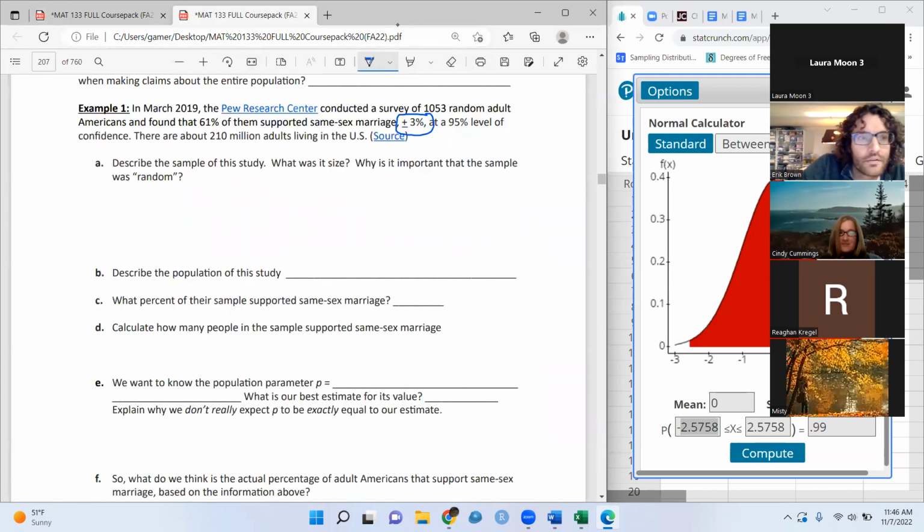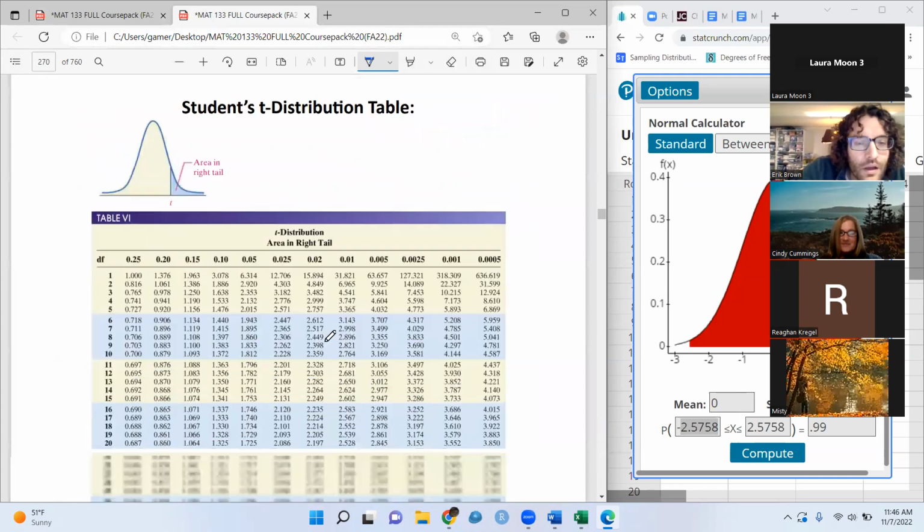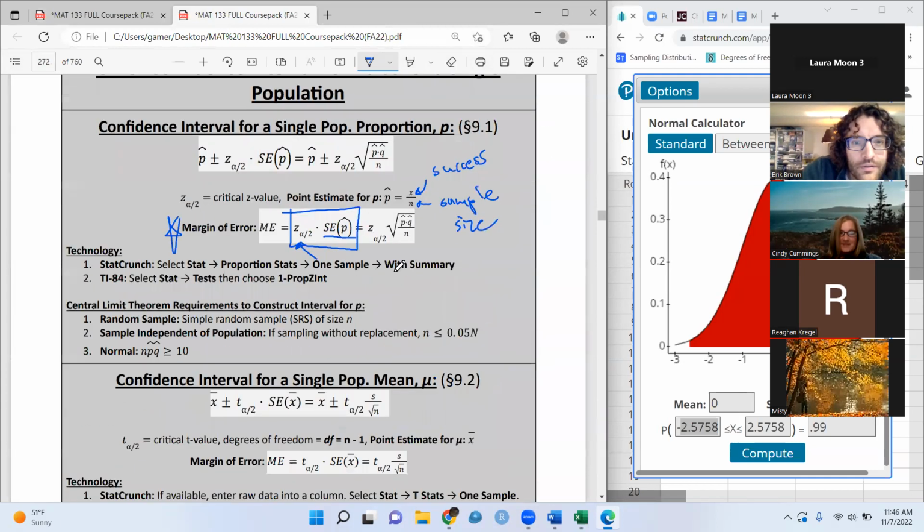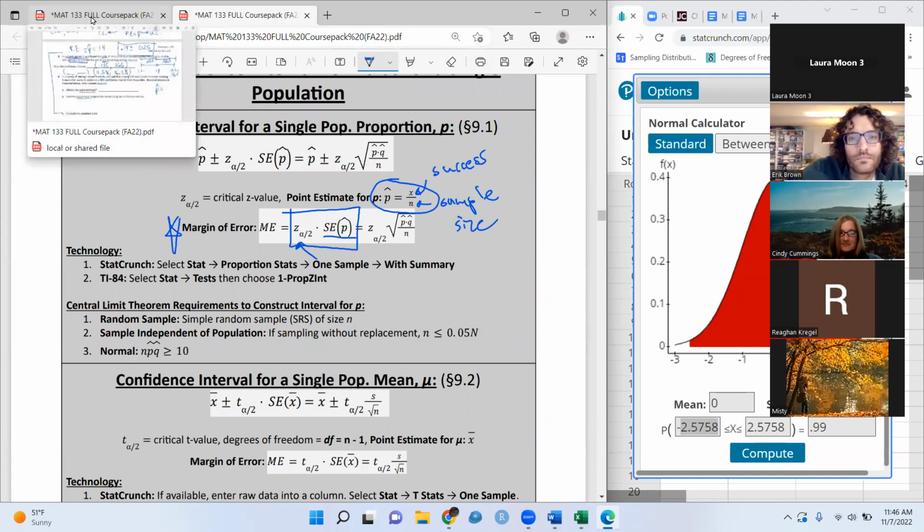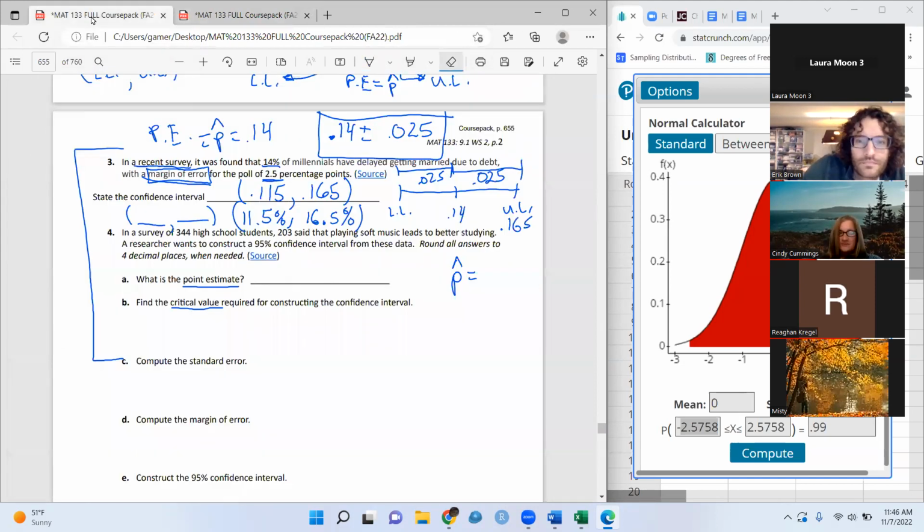I'll give you a hint. It's on page 260 something. Go ahead. What is it? I don't know. Here's your hint. Good, Nicole. Nice. X over n.